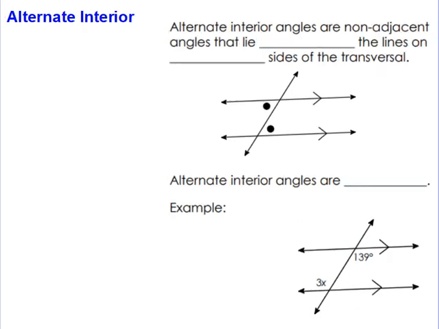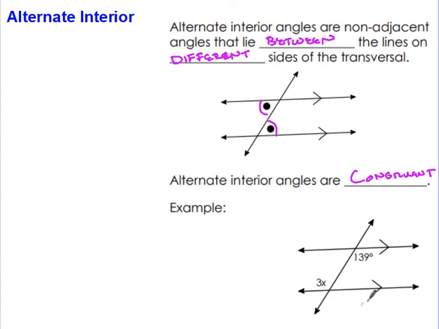Okay, so alternate interior angles. Here we have our pair of alternate interiors. They're on opposite sides of the transversal, and they are within the inside and between the parallel lines. Alternate interior angles are non-adjacent angles that lie between the lines on different sides of the transversal. And one thing we learned is that they are congruent. They are also the same.